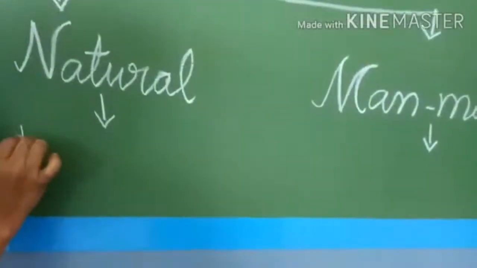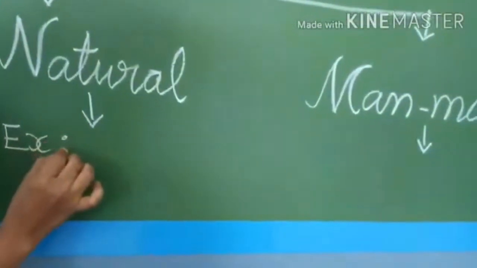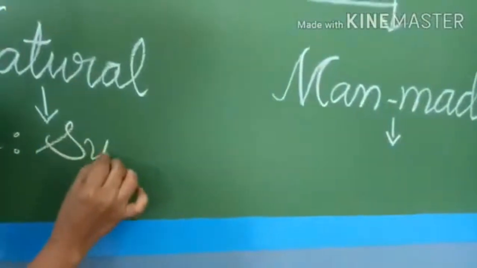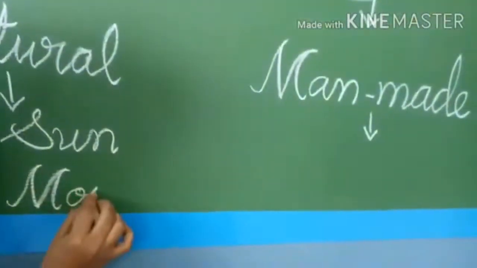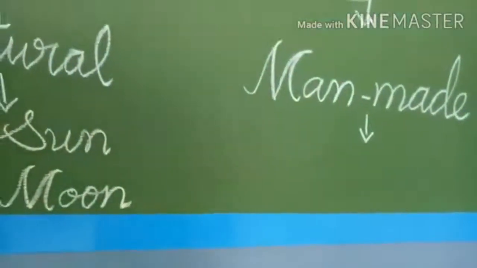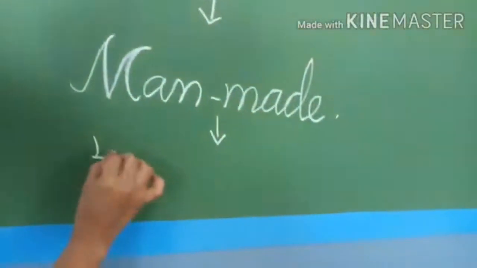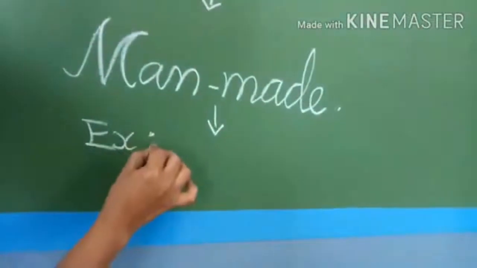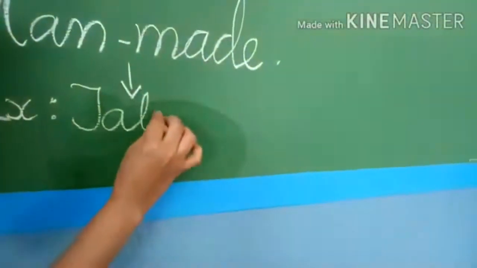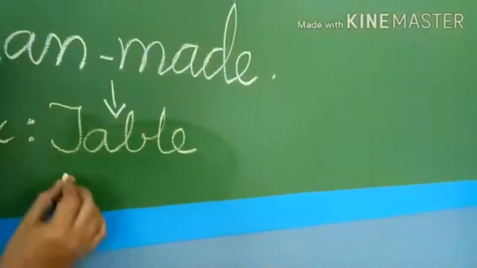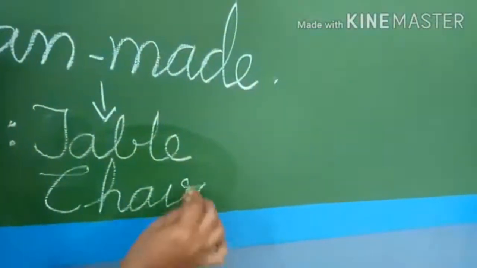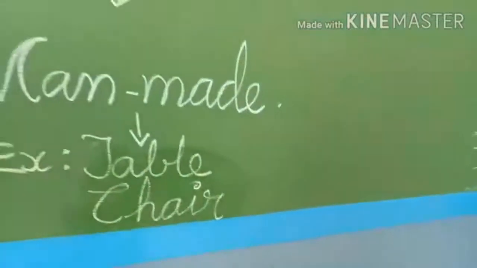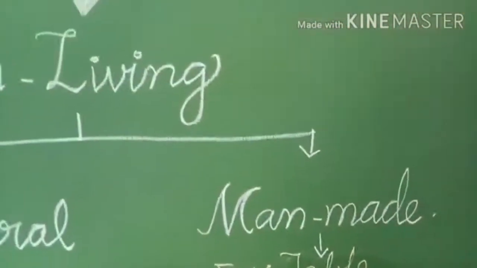For natural things, sun, SUN, and moon, MOON. And man-made things, table, TABLE, and chair, CHAIR. The children now copy and write.